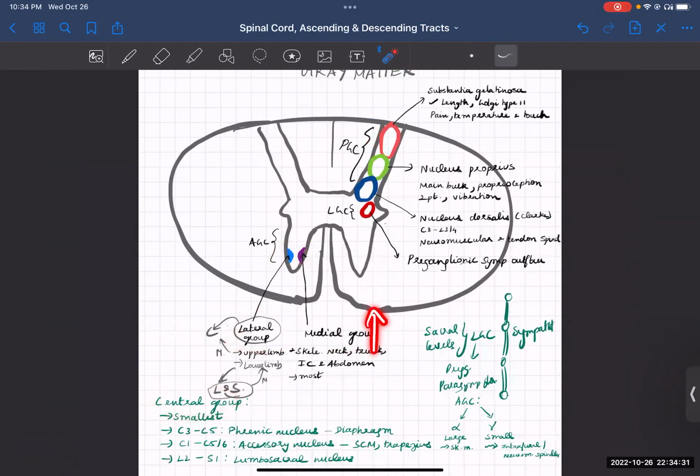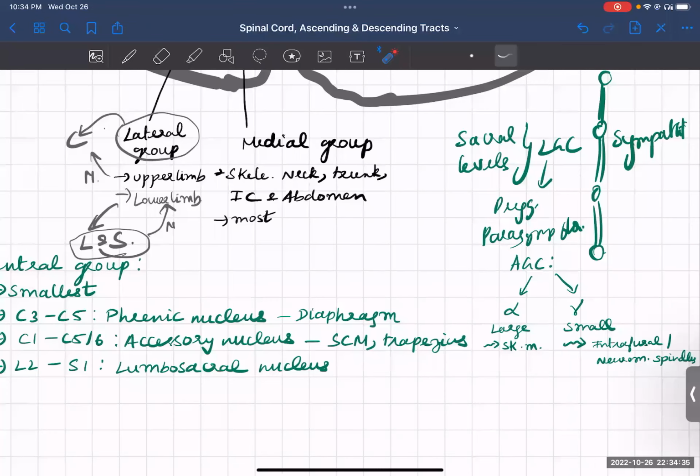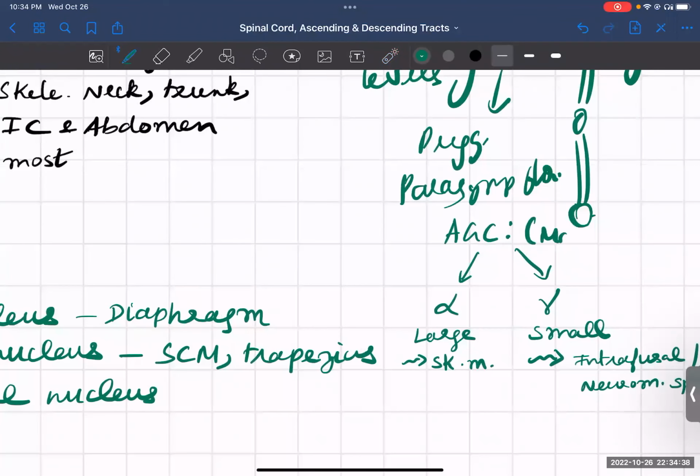Medial is the highest amount present. Central is the smallest amount present. Now, in the anterior gray column, remember, anterior gray column is motor. So there are two types of motor nerve fibers. One is alpha, the other is gamma.